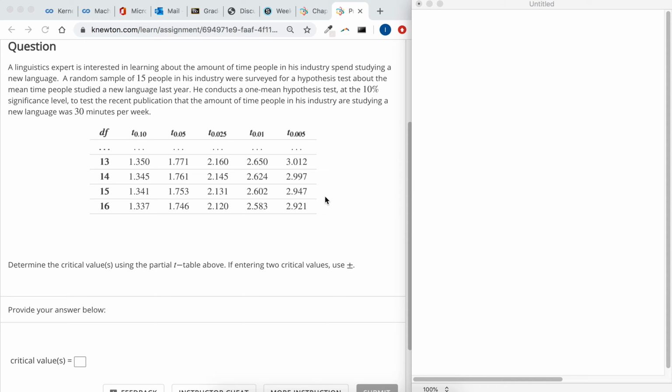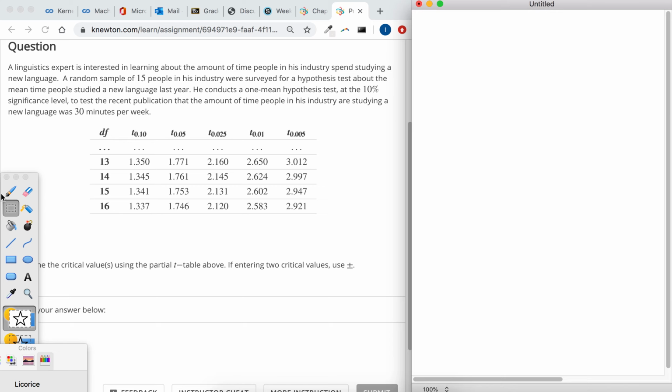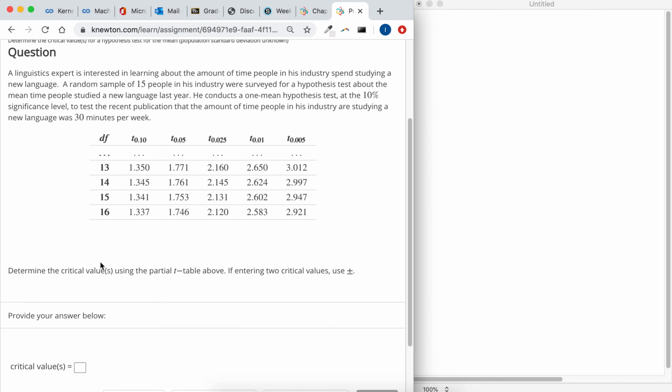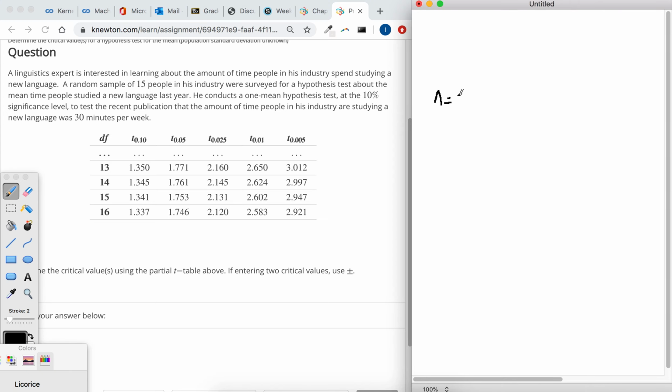So we can calculate a test statistic from the information we've gathered, okay? But we need to compare the test statistic to a critical value so we can decide whether to reject or fail to reject a null hypothesis. So this question just asks us to determine the critical value. Sample of 15 people, n equals 15.